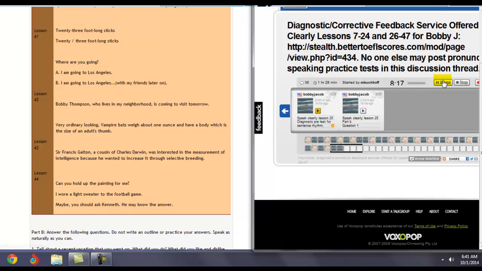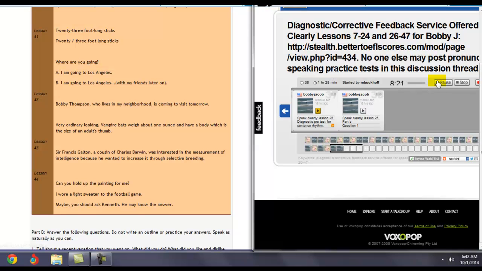Lesson number 43. Sir Francis Galton... Now here, because this is a thought group, this is your first thought group, then you have a comma. Here's your second thought group here. And then you have the last few thought groups. So was interested in the measurement of intelligence. So rising tone after Darwin, and rising tone after intelligence. And then because he wanted to increase it through selective breeding. When you get to breeding, the tone should fall.